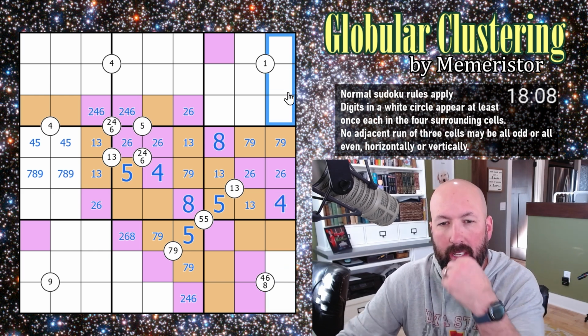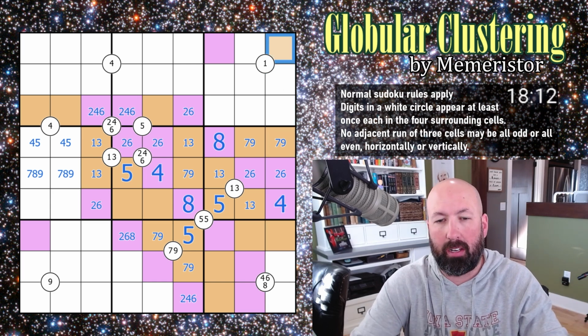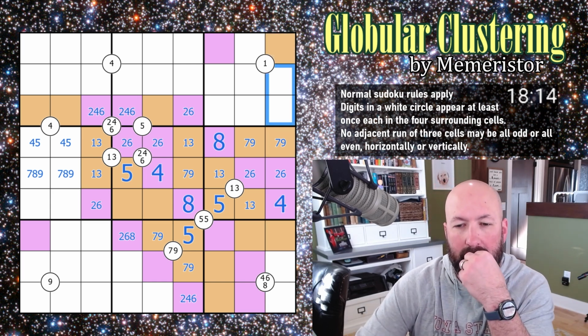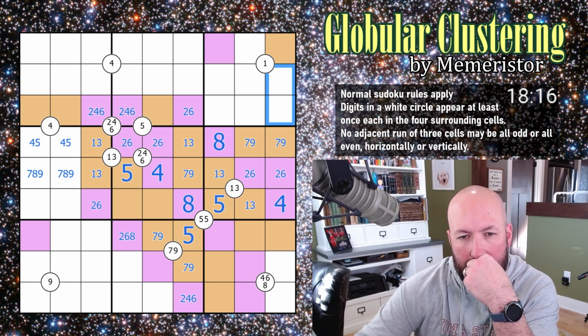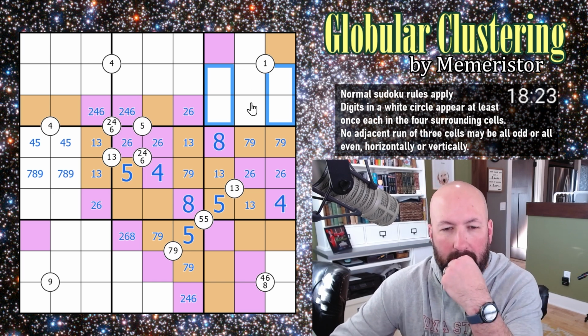3 evens. There's 1 even up here, and it can't be at the top because you'd have 3 odds in a row. So that one has to be an odd. One of these is an even. One of those is. One of these is 1, 2, 3. There's one in the middle.